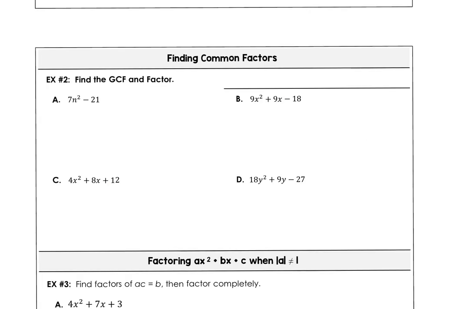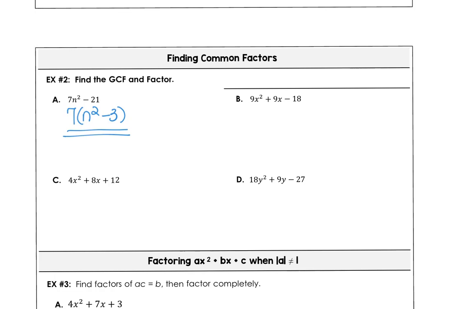Next, we're going to practice finding the GCF. So in part A, it seems like 7 is my greatest common factor. And we have 7n squared minus 21. So if we take a 7 out, we're factored completely there. You can't factor n squared minus 3 over integers.